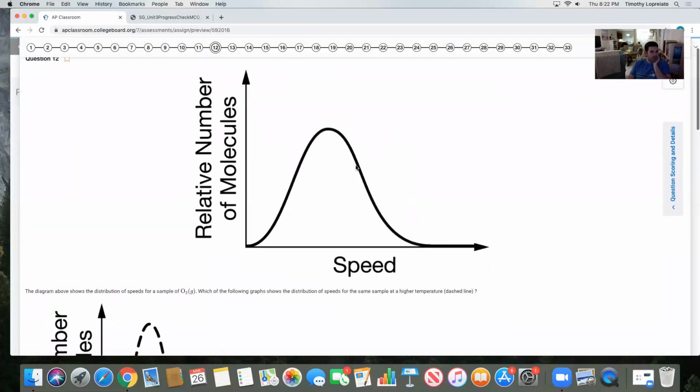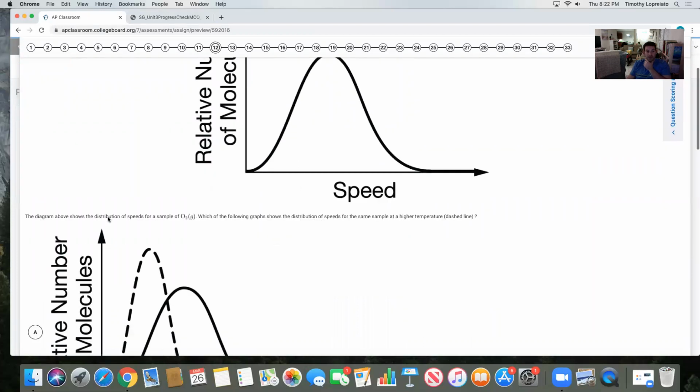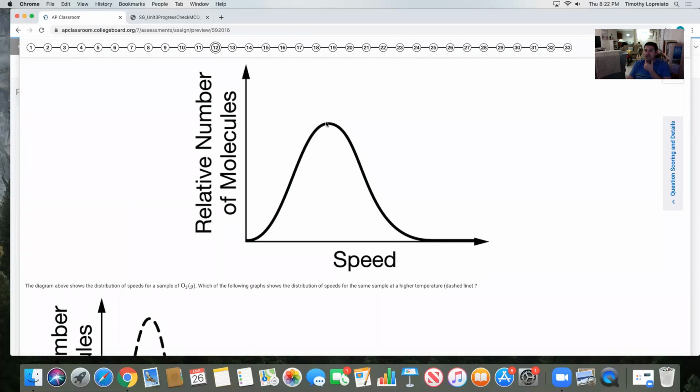Question 12, relative number of molecules and the speed. So we have distribution, but only for one. The diagram above shows the distribution of speeds for a sample of oxygen gas. Which of the following graphs shows the distribution of speeds for the same sample at a higher temperature? All right, higher temperature, it's going to shift it to the right. Think of it as like flattening the curve.